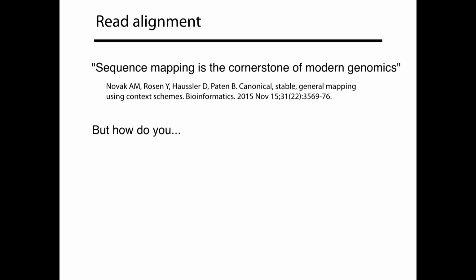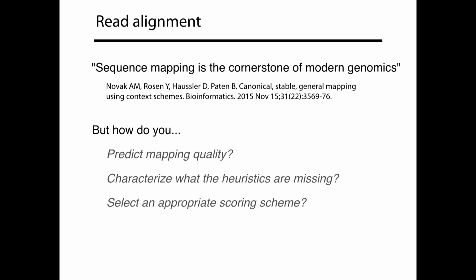Some of the questions that I think are more or less still pending in the literature are: how do we do a good job of predicting mapping quality, the probability that an alignment is incorrect? How do we characterize what the heuristics are actually missing when we do alignment heuristics? And what's an appropriate scoring scheme? Hat tip to John Kececioglu, who covered his work with Dan DeBlasio and others yesterday, which tackles this topic with respect to multiple alignment.